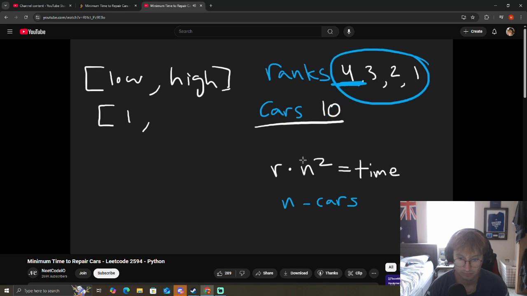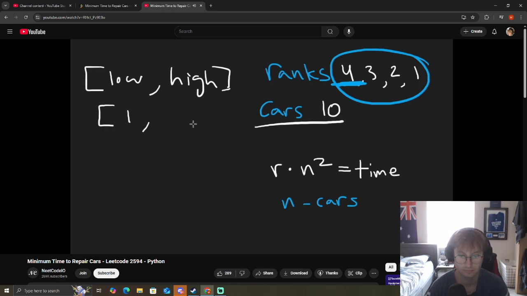So for us to do that, we can just plug it into this equation. We know that for this mechanic, this guy over here with a rank of 4, if we want to do 10 cars, we can do 10 squared. So that's going to be 100. So I believe 400 would be a pretty good upper bound for the time here. So that's how I'm doing that.